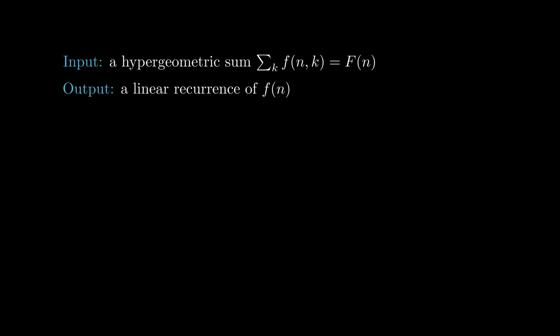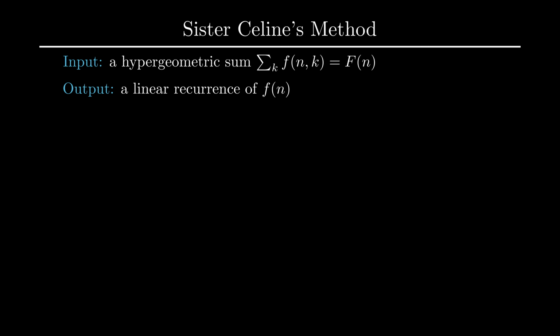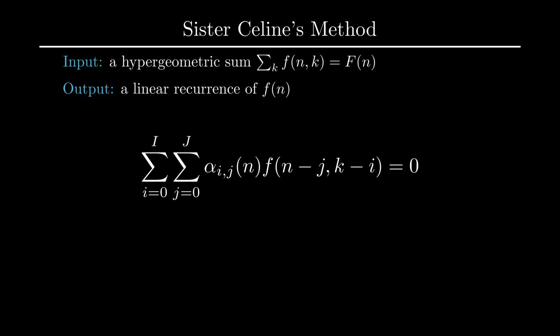Okay, let's now start on the first step, turning a summation into a recurrence. We will introduce what is called Sister Celine's method. We begin by declaring that we are looking for a recurrence of this form. Again, this might look kind of intimidating, with the nested summation, but this is actually really simple.